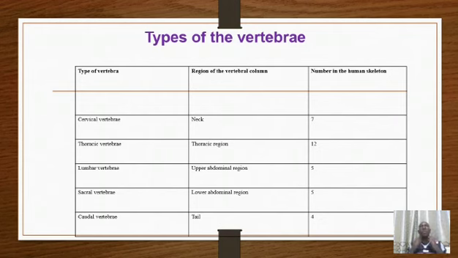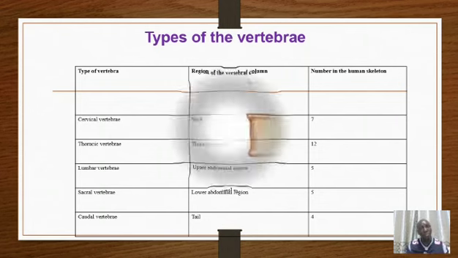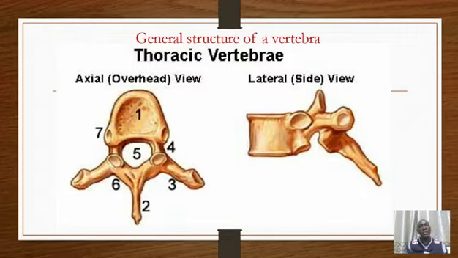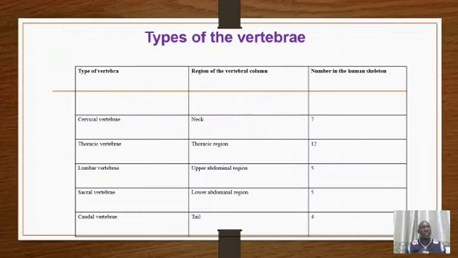But we are going to see, when we come to the cervical, which are 7, the first is the atlas. The second is the axis. And the other 5, which we call the ordinary cervical vertebrae.